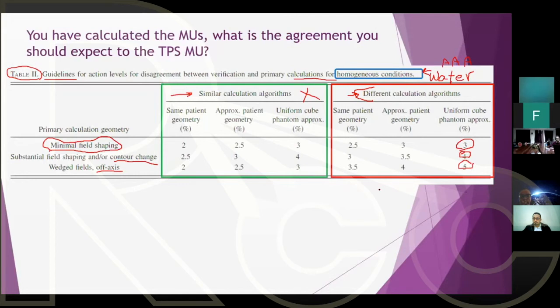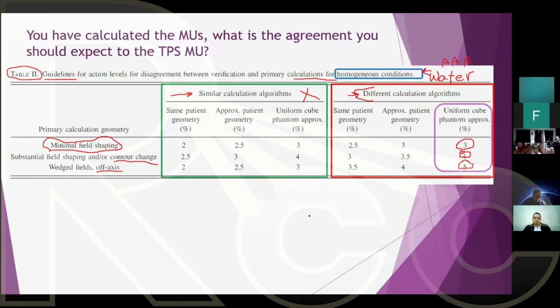So as our colleague said, depending on the case, they will accept up to 5%. But you should expect 2% or 3%. The easy things, for example, if I'm doing whole pelvis, AP/PA, I should expect around 2 to 3%, for example.